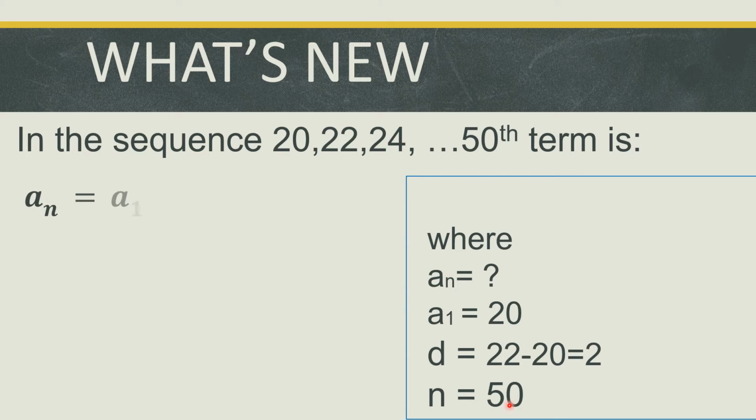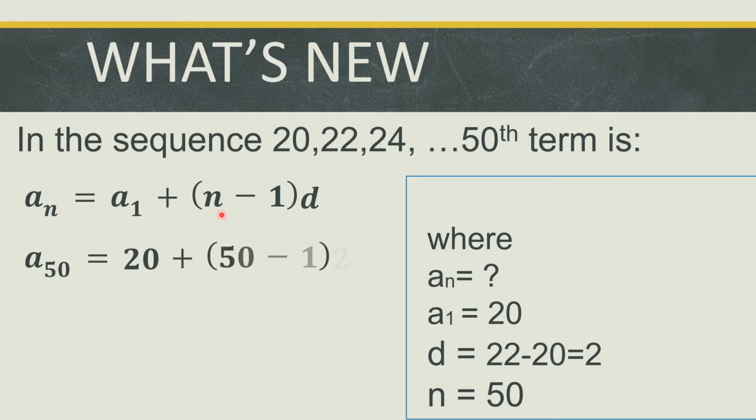So by means of using the nth term formula, a sub n equals a sub 1 plus n minus 1 times d, we can easily solve the problem. First, we need to substitute again. a sub 50 is the missing. So substitute a sub 1 to 20, n is 50, and d is 2.